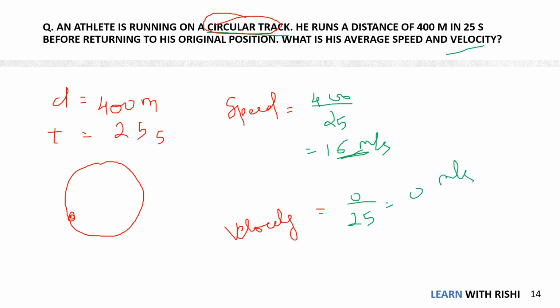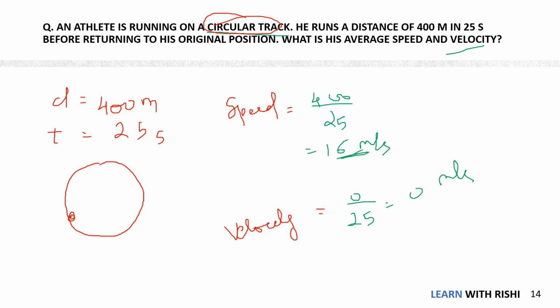I hope you understood this sum, why the speed is 16 meter per second and why the velocity is 0 meter per second. Since they have mentioned a circular track, in a circular track the displacement will be 0 since the initial and final position will be the same, while the distance they have given is already 400 meter the athlete has traveled. This is how you solve the sum.